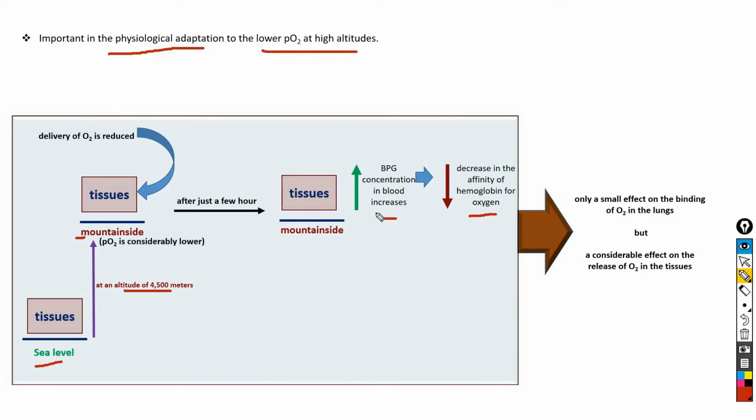And this adjustment in the BPG level has only a small effect on the binding of oxygen in the lungs, but it has a considerable effect on the release of oxygen in the tissue. Thus, if a person is quickly transported from sea level to a mountainside at an altitude of 4500 meters, the BPG concentration in the blood increases, and this results in the delivery of oxygen to the tissue being restored to nearly 40% of the maximum that can be transported by the blood. And this situation is reversed when a person returns to sea level from the mountainside.